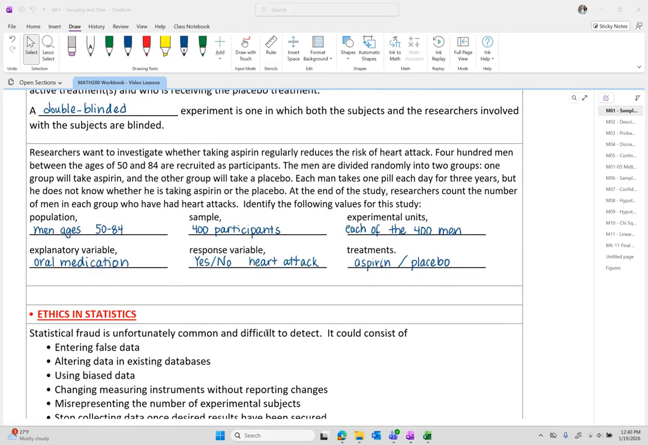And the population are men ages 50 to 84. The sample is the 400 men ages 50 to 84. The experimental units are each of those 400 men who were selected to be in the sample. The explanatory variable was an oral medication given to these men. The response variable is whether they had a heart attack or not. And the treatments were aspirin or placebo.